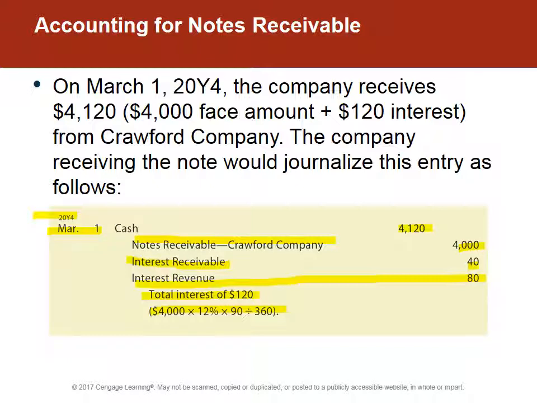So $40 goes into one accounting period and $80 goes into the other accounting period, even though we don't receive our cash until March the 1st. And that March 1st date was done by calculating 90 days.